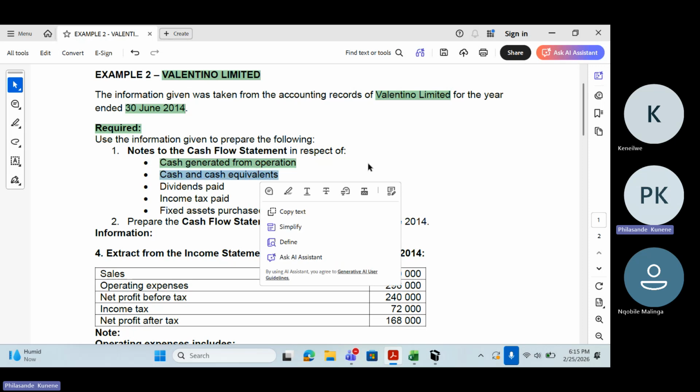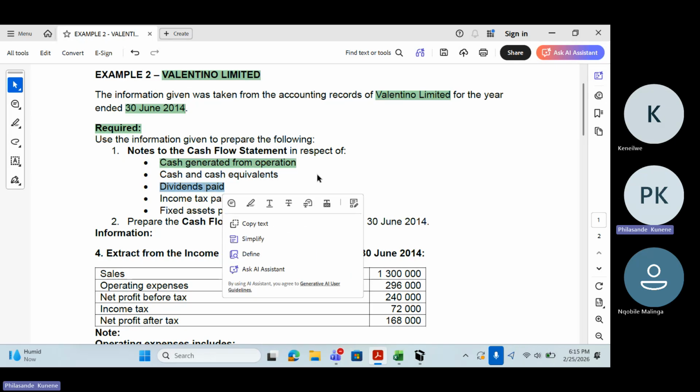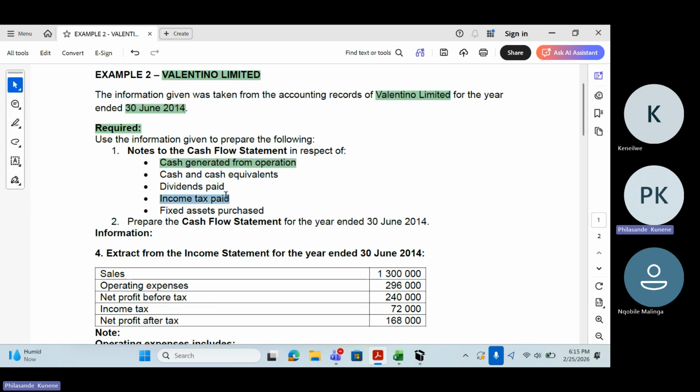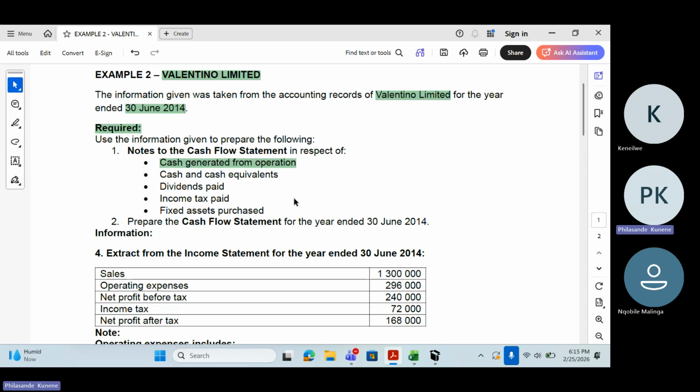This one doesn't need a note. You can just do a quick calculation to get your cash and cash equivalents. Dividends paid, you can do this using a T account, by taking the interim dividends plus the beginning shareholders for dividends. Income tax paid, you can just quickly do a T account and then you are able to calculate your income tax paid. Fixed assets purchased, we're using general ledgers there as well, T accounts, and then you are able to get your fixed assets that were purchased, fixed assets that were disposed, and all of that.